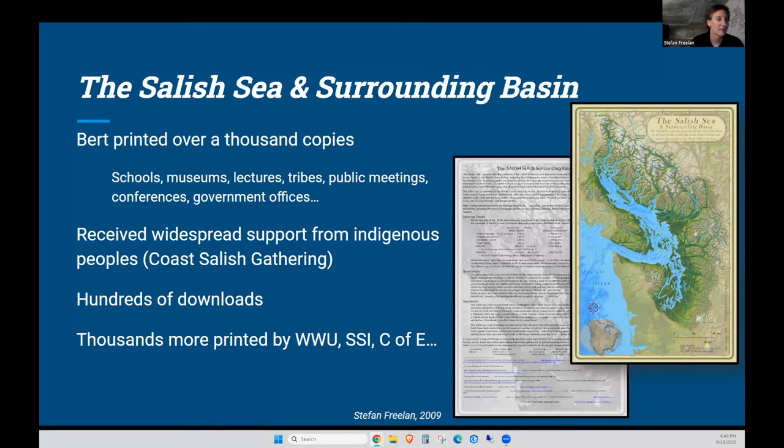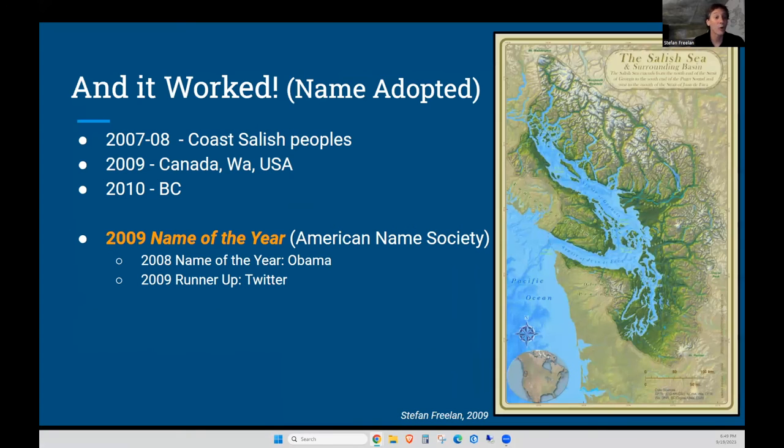It's been downloaded hundreds and hundreds of times, and it worked, in that the name was officially adopted by the Coast Salish Gathering, Canada, WA, BC, USA. In 2009, we were the name of the year, according to the American Name Society. 2008, it was Obama, so I felt like we were in good company. And the runner-up, the year that Salish Sea was the name of the year, was Twitter. So I felt great that we had beat out Twitter.